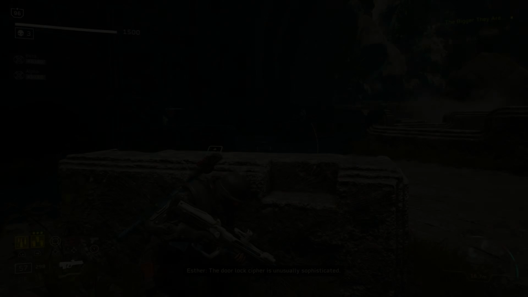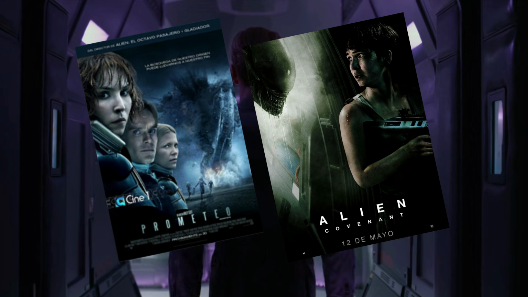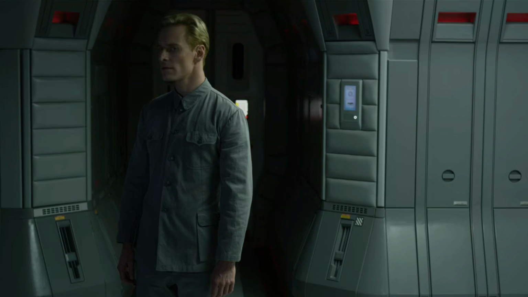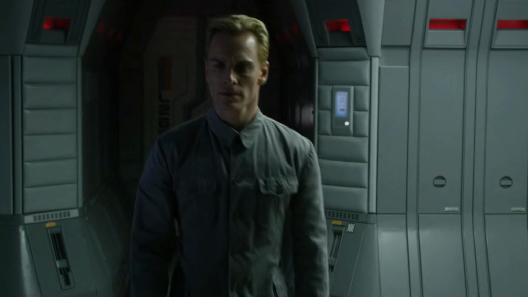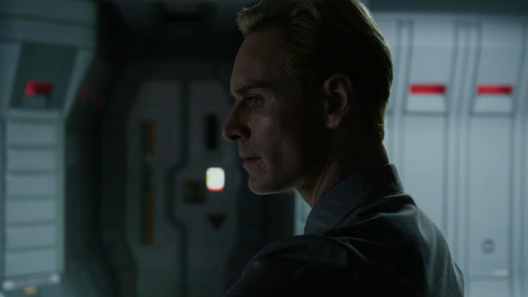or handling heavy machinery. In terms of appearance, the more advanced models of synthetics, like those introduced in Prometheus and Alien Covenant, are almost identical to humans. David, for example, is such a sophisticated android model that his skin, hair, and emotional expression are practically indistinguishable from those of a real human.